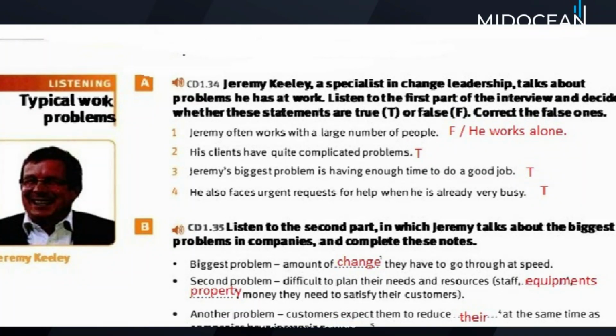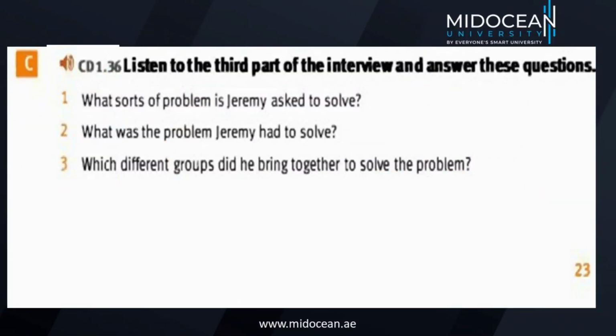The verb to reduce here means to become or to make something become smaller in size, amount, degree, or importance. The opposite, here you have the verb to increase, which means to make something become larger in amount or size.